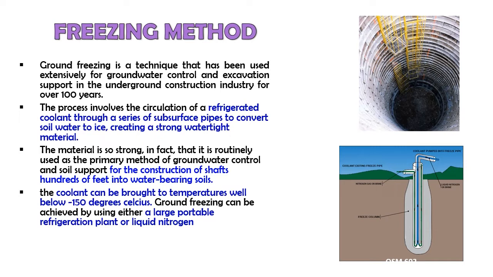The coolant can be brought to temperatures well below negative 150 degrees Celsius. Ground freezing can be achieved by using either a large portable refrigeration plant or liquid nitrogen. This method is suitable for all types of saturated soils and rock, and for soils with a moisture content in excess of 8% of the void.